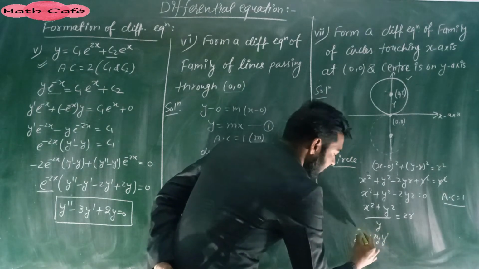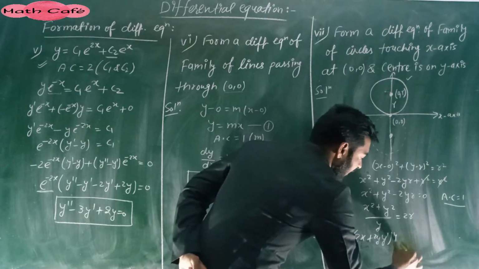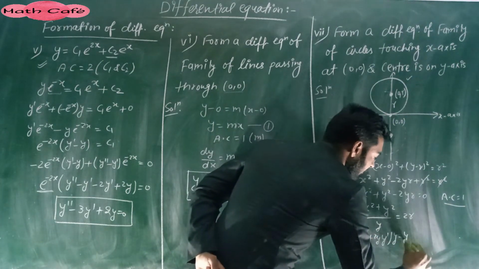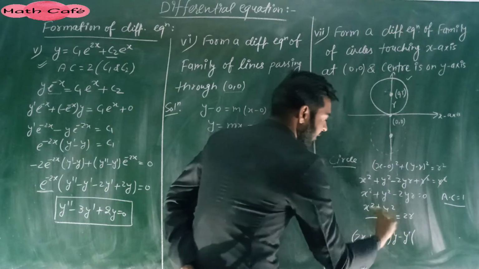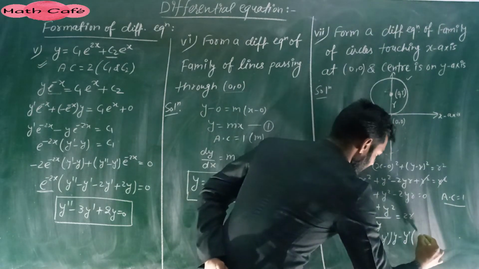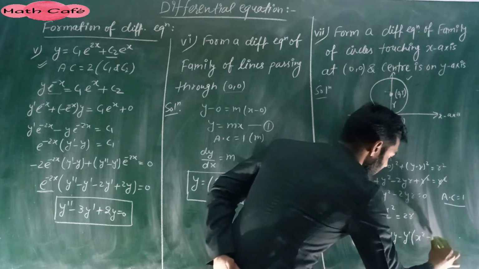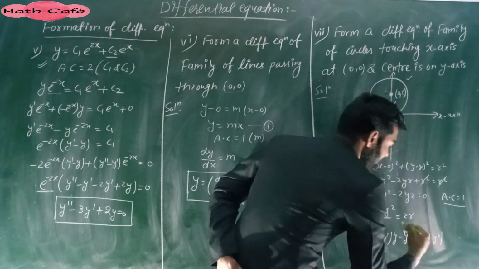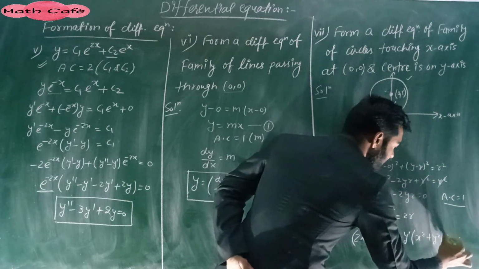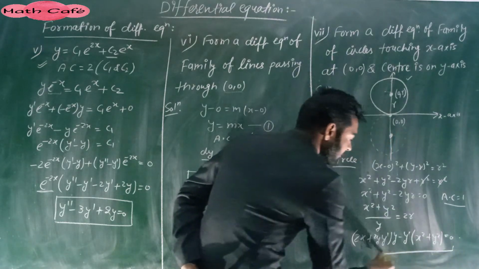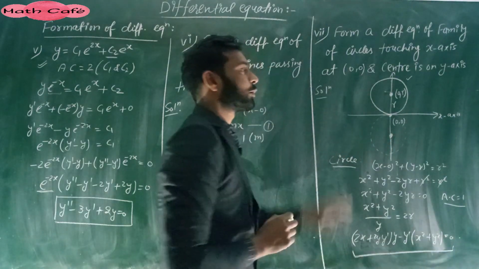Differentiating with respect to x, right? So I will multiply y minus, differentiation of y will be y dash, and I will multiply the numerator here, that is x square plus y square, and the right hand side will become 0. So this one is the differential equation for this problem.